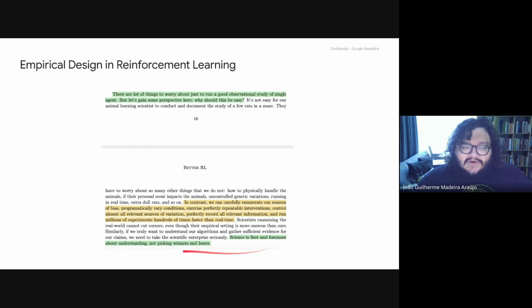Science is first and foremost about understanding, not picking winners and losers. So if you want to do research that matters, you should not cut corners. You should not just say, oh, my algorithm is better than every other one, if I tune it a lot and I don't tune the others, and I use a different setting and my own environment. And now that my algorithm is good, I'm going to publish it at NeurIPS, and then I have a lot of publications, and that will be good for my career. No, we need to do research, and research is not easy, and we shouldn't expect it to be. But it's still definitely worthwhile.